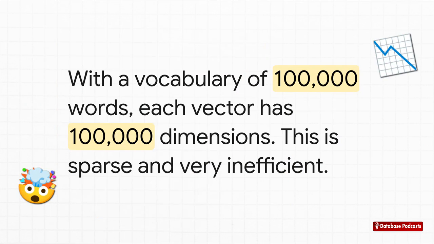Now, let's think about the sheer scale of that for a second. If your vocabulary has, say, 100,000 words, then every single word is represented by a vector with 100,000 dimensions. For those of you who work with databases, that's like having a table with 100,000 columns. And for each word, just one single cell has a value. The rest is empty. It's incredibly inefficient.